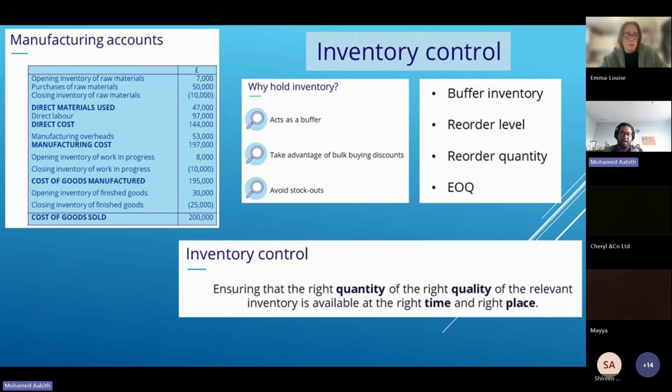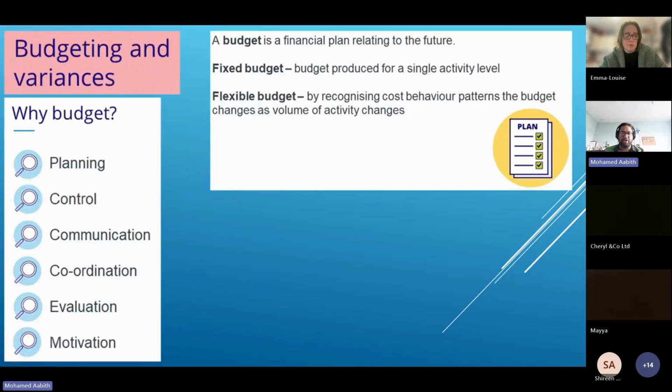But what do you need to remember? Ensuring that the right quantity of the relevant inventory is available at the right time and the right place. This is the synopsis of inventory control.